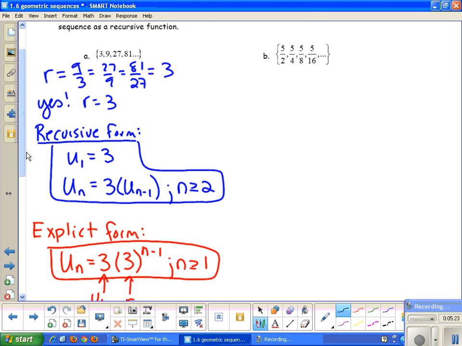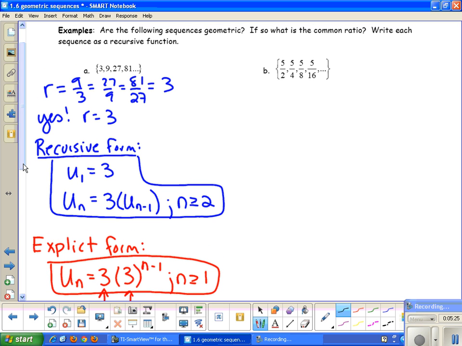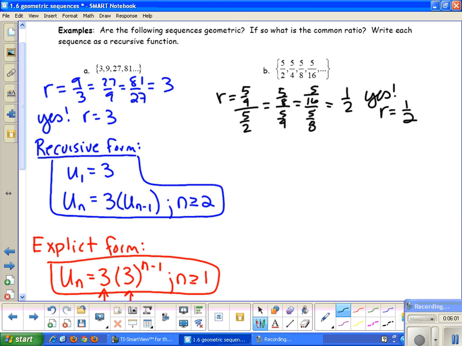For the next one, I want to find if this is going to be a geometric sequence. So I need to show that my common ratio is the same for everything if it is. So that means that 5/4 divided by 5/2 would have to be equal to 5/8 divided by 5/4, which has to be equal to 5/16 divided by 5/8. And remember, when you're dividing two fractions, multiply by the reciprocal. If you need to use your calculator, that's fine, but you end up figuring out that each of these would be equal to 1/2. So yes, this is a geometric sequence. My common ratio is equal to positive 1/2.